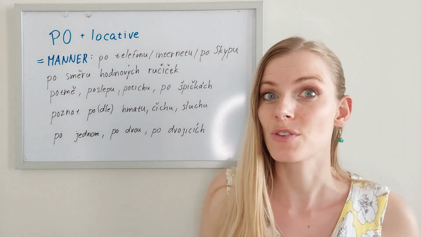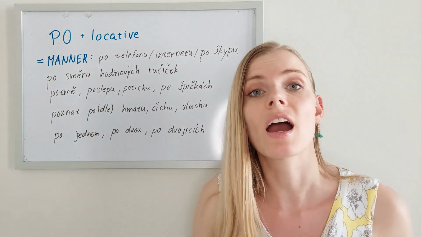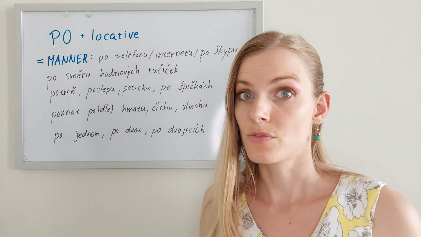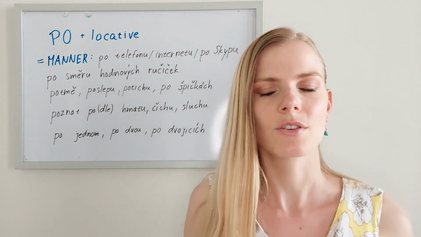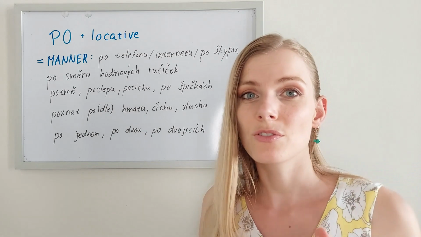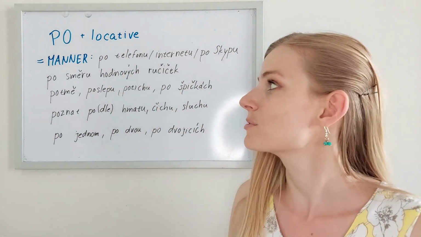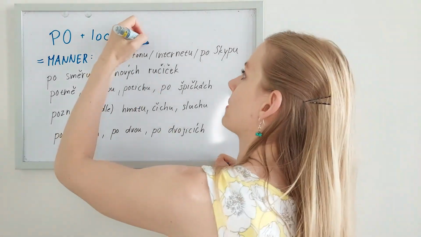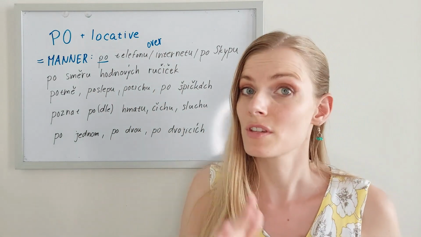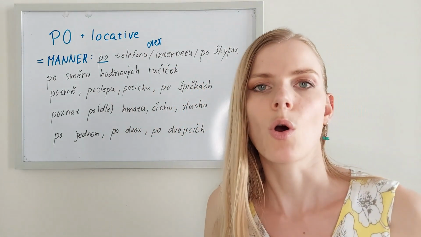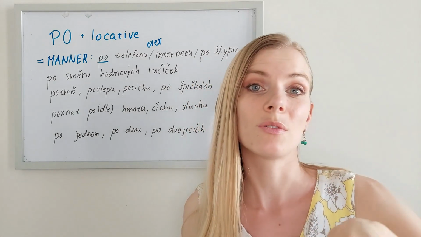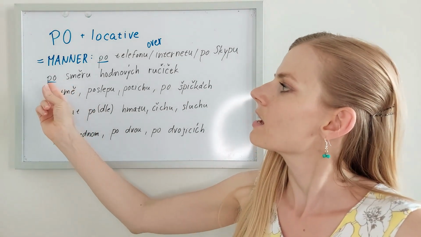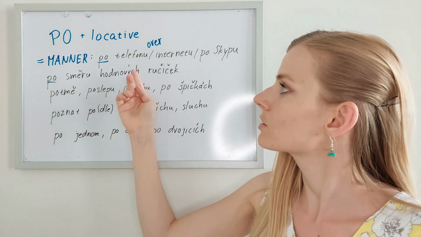Now, a much more interesting use is manner. When we say how we do something, we often use po. For example, po telefonu, over the phone. So careful, earlier in this video I said po telefonátu, after the phone call. But po telefonu means the means of communication, so over the phone. Or po internetu, over the internet. Po Skypeu, over Skype. Po směru hodinových ručiček. This is clockwise. Literally, in the direction of the clock's hands.